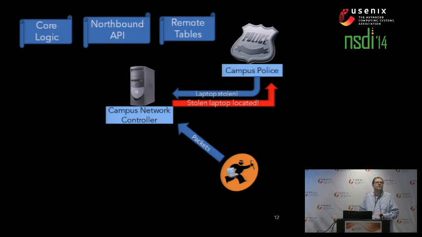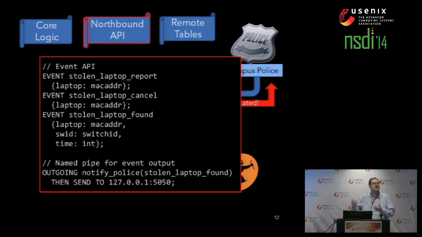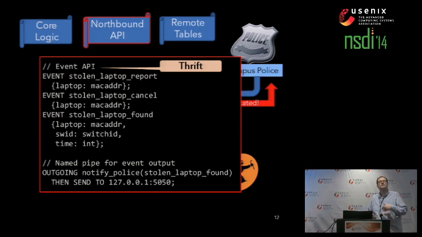There's 3 pieces of the Flowlog program necessary to implement this. The first is the Northbound API, so that the police can actually communicate to the controller program. We handle these with Thrift in Flowlog in the form of event declarations. The first 2 events are pretty simple. They are reports from the police, a stolen laptop report containing the MAC address of the stolen laptop, and a stolen laptop cancel containing a MAC address as well, saying that we have recovered this laptop, please stop sending us notifications that you've seen it.